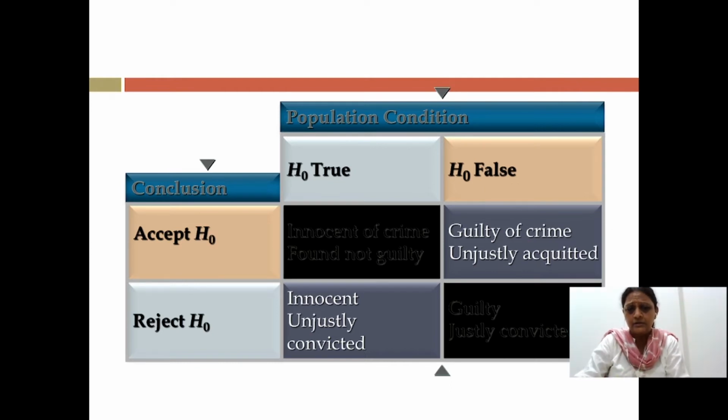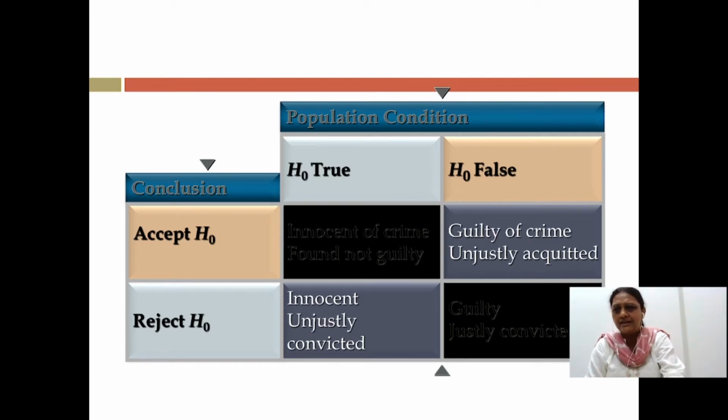Now look at the remaining two, the gray part. That person has done the murder but is unjustly acquitted. That means the lawyer has proved that the person did nothing wrong, and the court allows him bail, or the court finds that the person is not guilty, right? But actually the person has done the murder. That means it's a wrong decision.